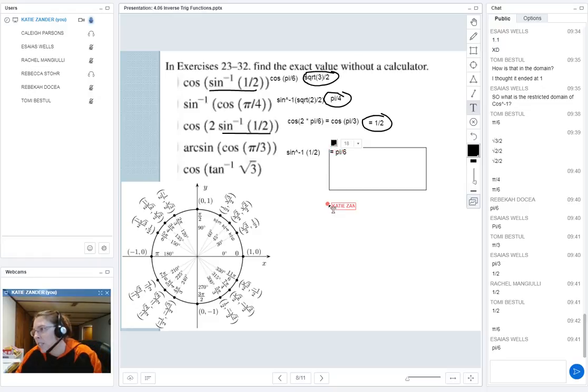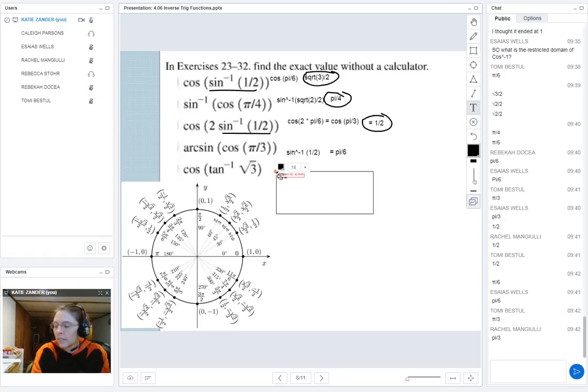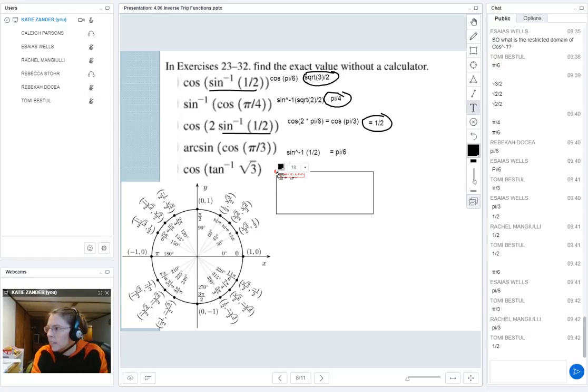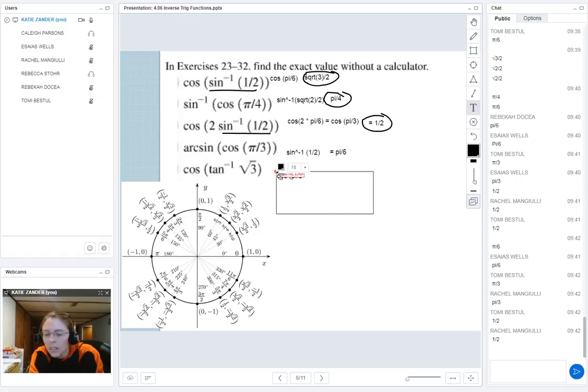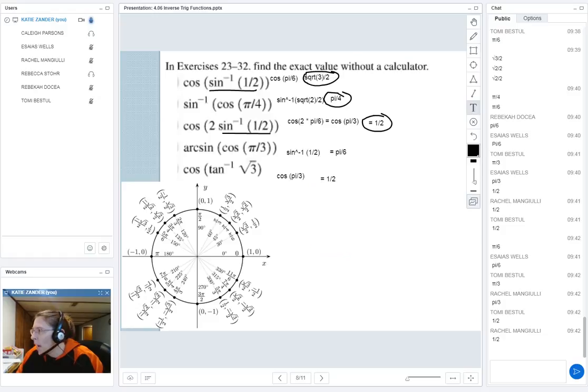All right, last one. What is the tangent inverse of square root 3 equal? Pi over 3? Yay, you remembered. So then we're left with calculating cosine of pi over 3. One half. All right, are you guys feeling a little bit better with how to use the unit circle to work with your inverses here?